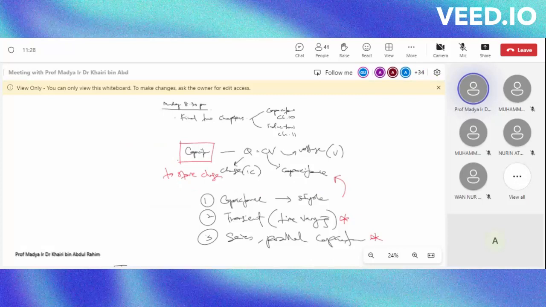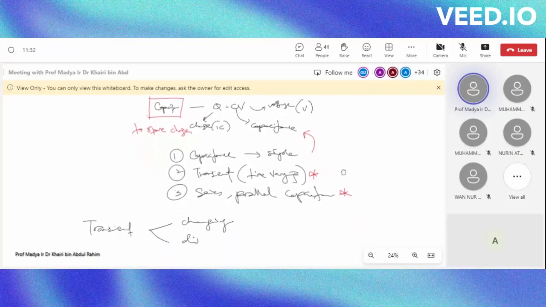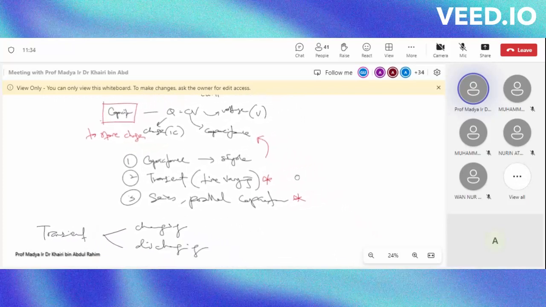So transient happens during the charging and discharging phase.